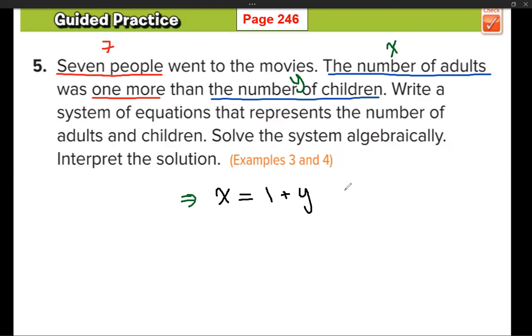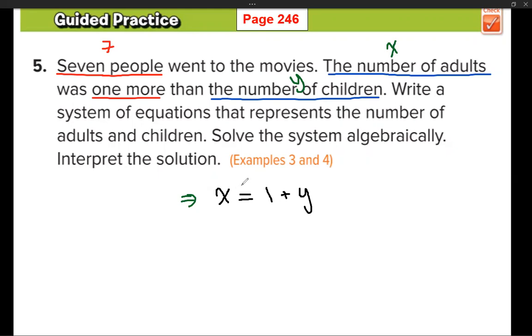Let's pick some numbers to make sure this is correct. If the number of children was 5, don't look at the equation, look at the question. The number of children is 5. How many adults are there? The number of adults will be 6. Why? Because it's mentioned in the statement that the number of adults was one more than the number of children. Does it work if we substitute in the equation? 5 plus 1 equals 6. So we know that our answer here is correct.